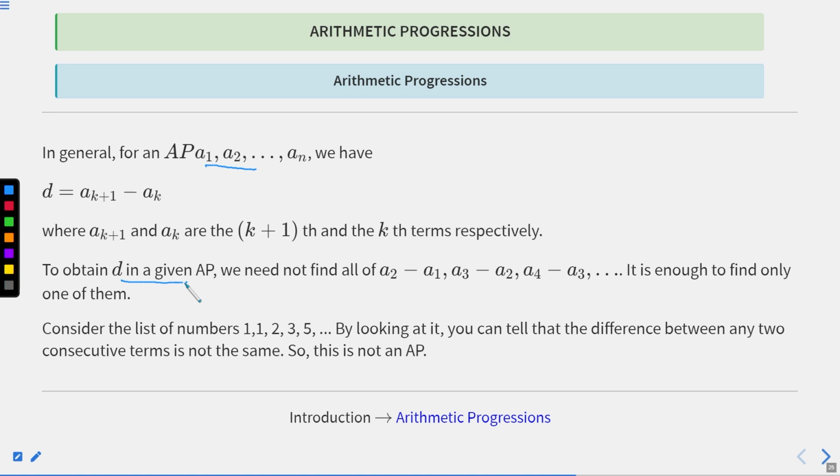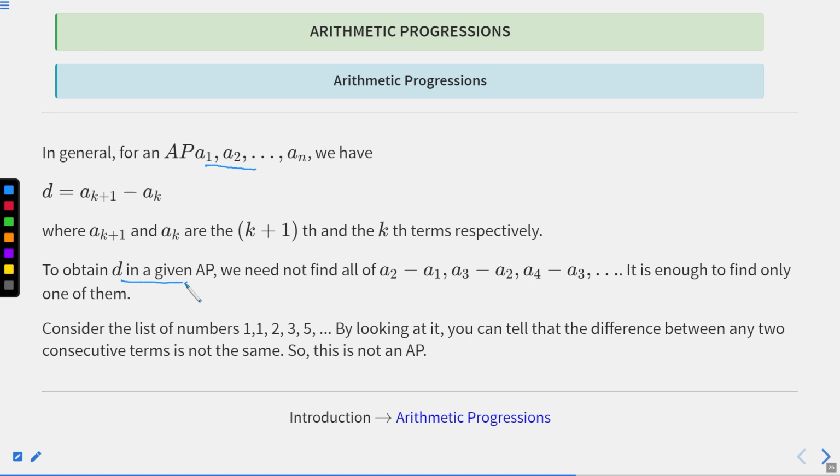If we find any one of them, then that is the common difference of this AP. So for finding the common difference of an AP, if we find only one of them, then we get the common difference of this AP. Now consider the list of numbers 1, 1, 2, 3, 5, and so on.